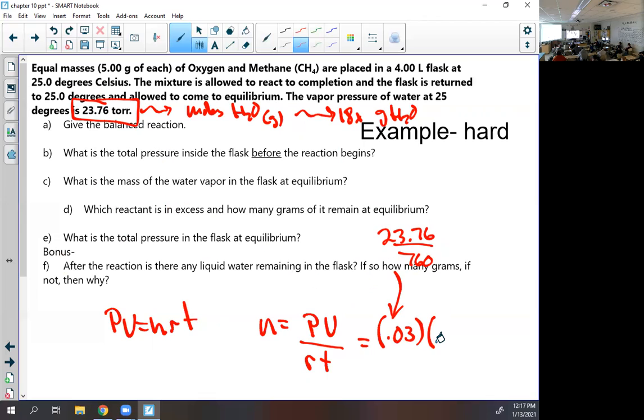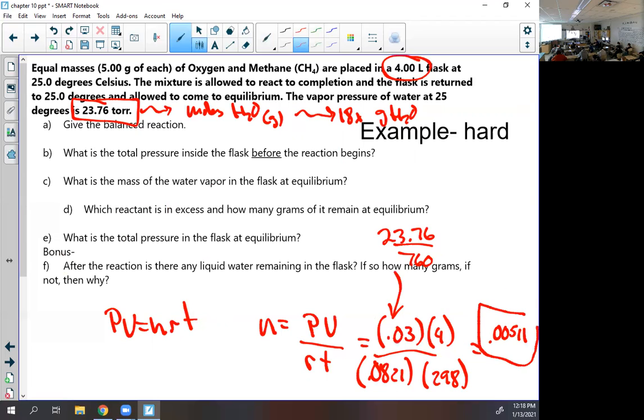Then the volume, it tells me, is 4. Then R. And then T, 298. And I have this number. I get 0.00511. You okay with that? My numbers, I never cleared out of the calculator, so they weren't rounded or anything, so they might be a little different than yours, but I'm sure they're close enough.